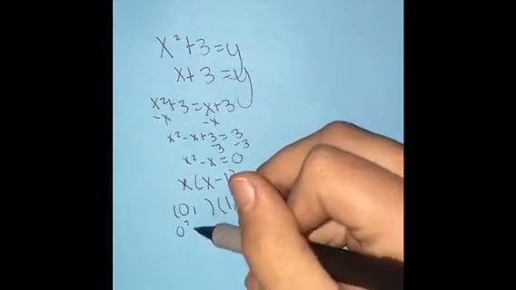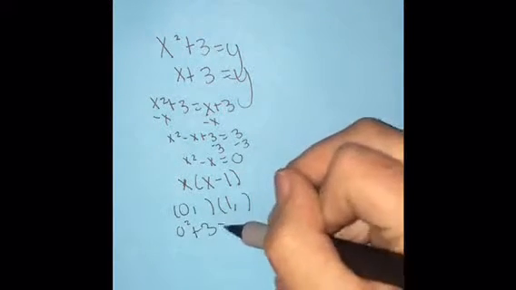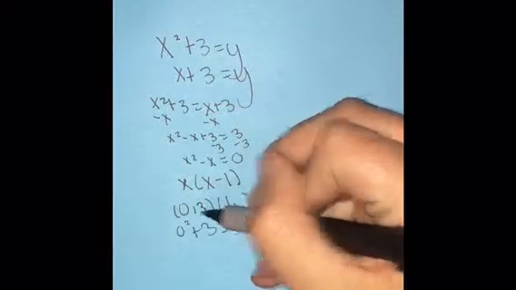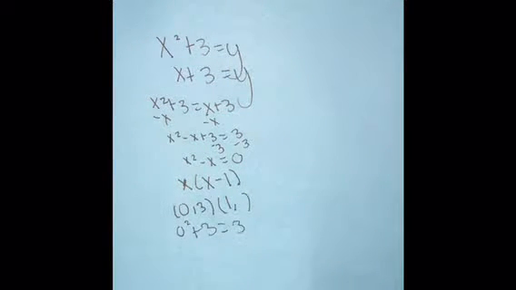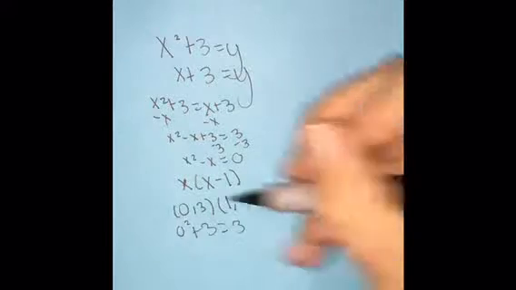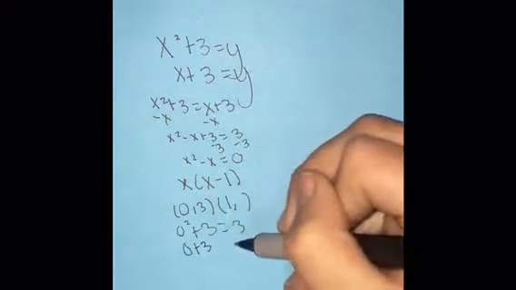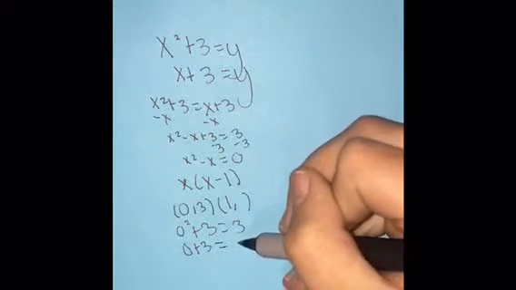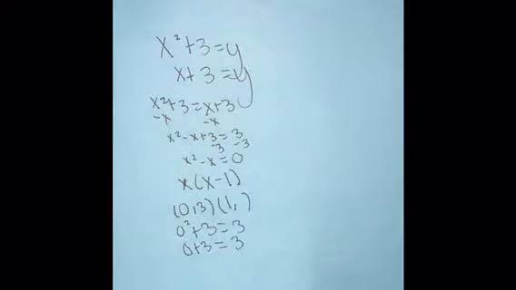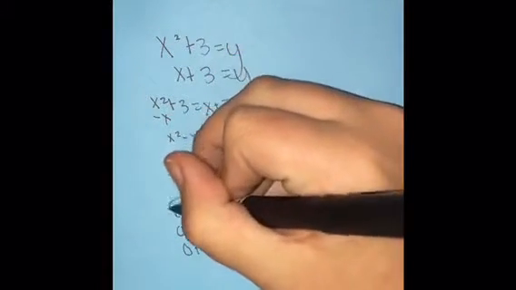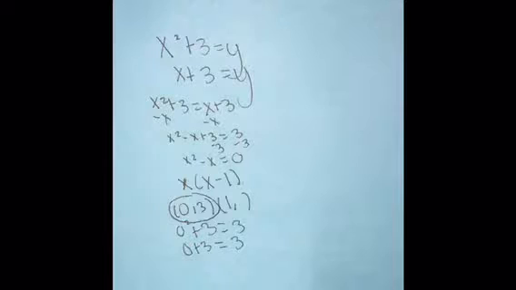So it's 0 squared plus 3 is equal to 3. So now we know that y is 3 when x is 0. Now I like to double check, so I'm going to plug it into the second function as well. 0 plus 3 is equal to 3. So now that we know what the y of this point is, we know for sure that this is a solution to the system.